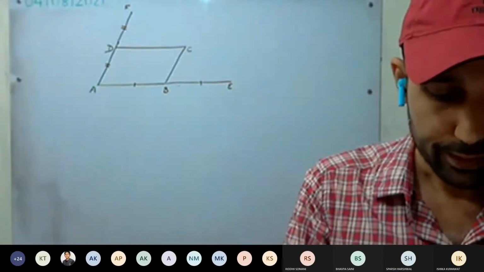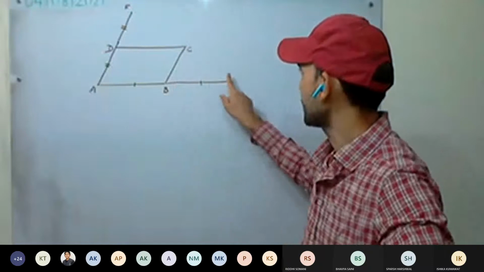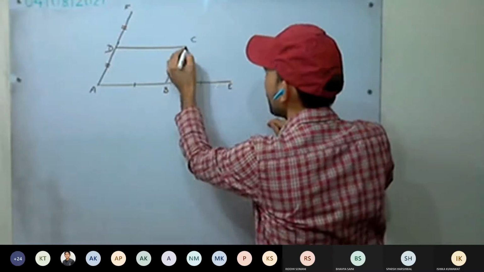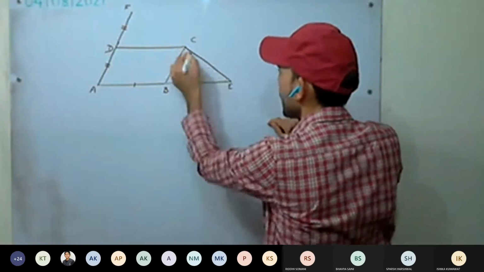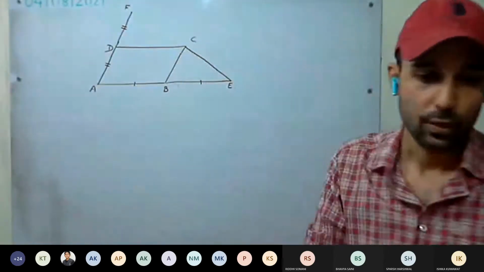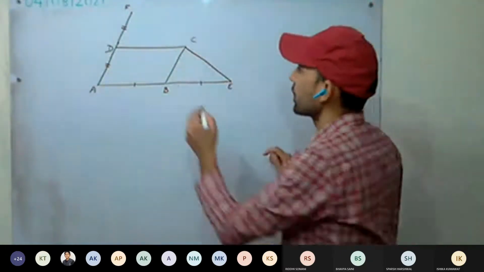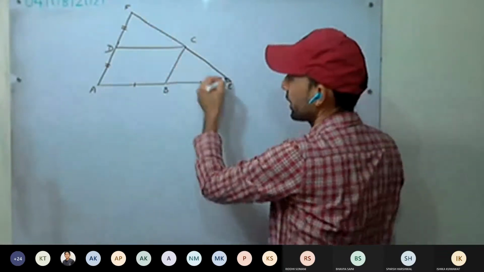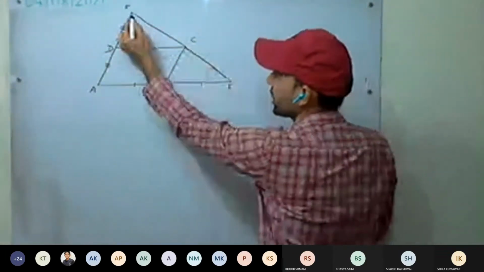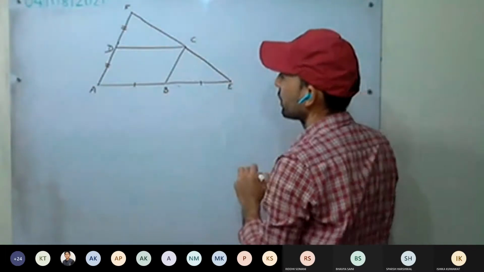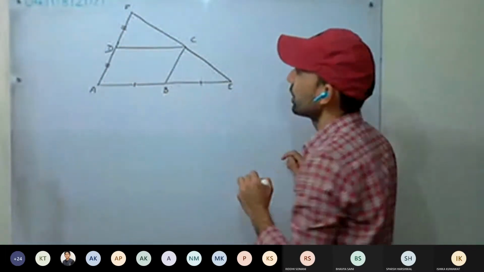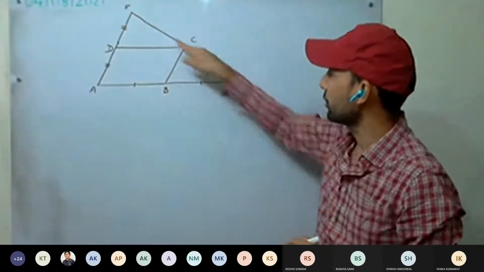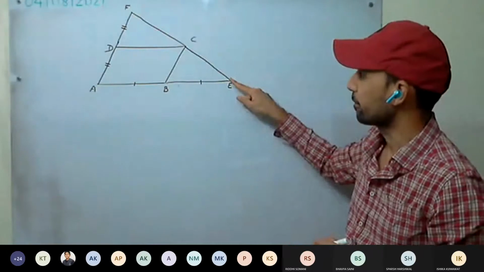We have to prove triangle BEC is congruent to triangle DCF. So we have to join them. Remember, this is not a straight line. This we have joined. It looks like a straight line here, but FE is not a straight line. Remember that.